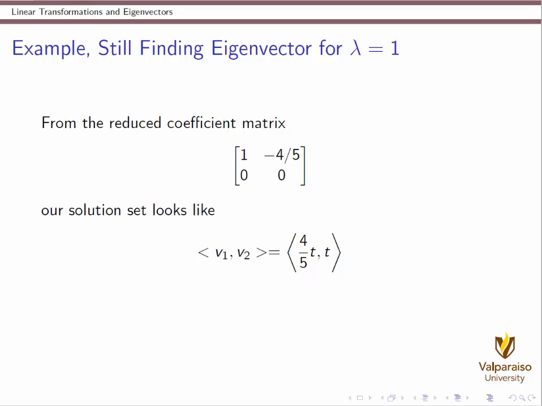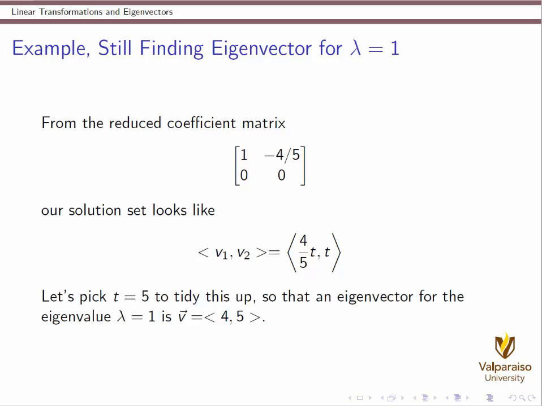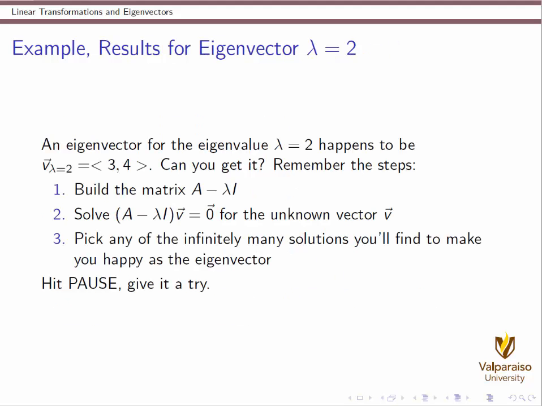We can pick any one of them to be the eigenvector, and in particular, I would like to choose the one with t equals 5 to get rid of that fraction. And so we will say that an eigenvector that goes with the eigenvalue lambda equals 1 is the vector 4, 5.